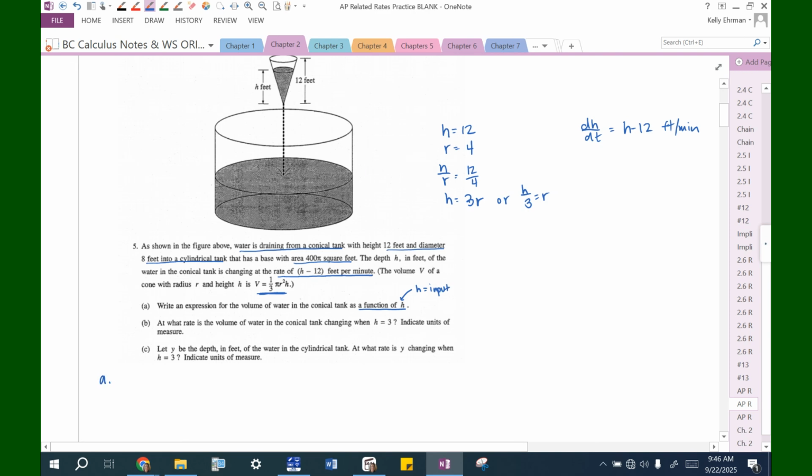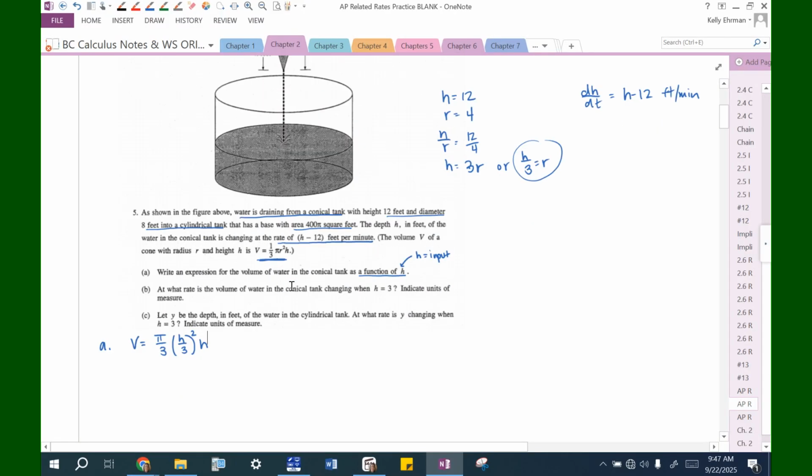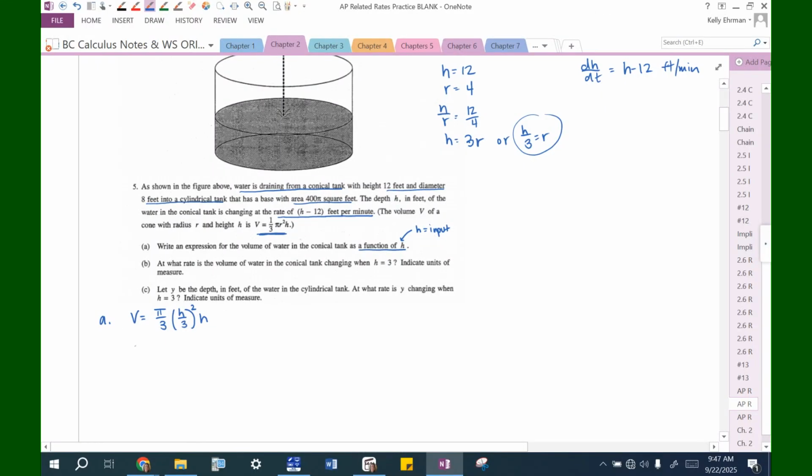So for part A, instead of 1/3 pi r squared times h, we want to change this to pi over 3. We need to change r squared to h over 3 squared times h. So now instead of volume being a function of radius and height, now it's just a function of height. Clean this up a bit. Volume is pi over 3 times h squared over 9. So 3 times 9 is 27, and then times h to the third. So this is it for part A. We're done with part A.